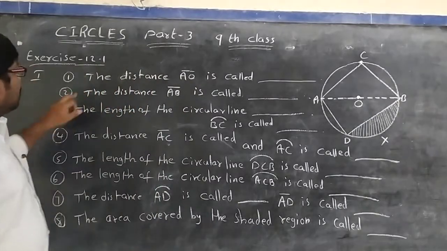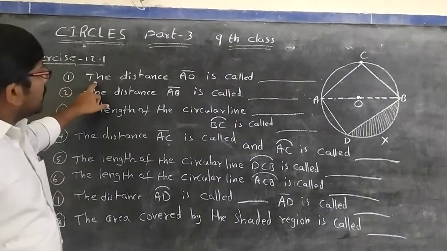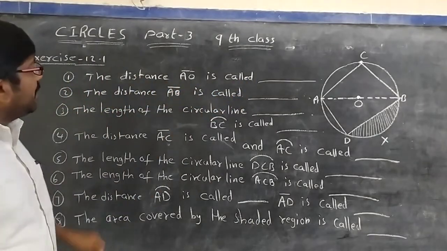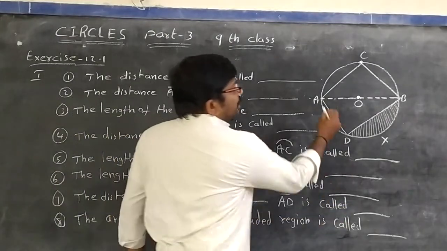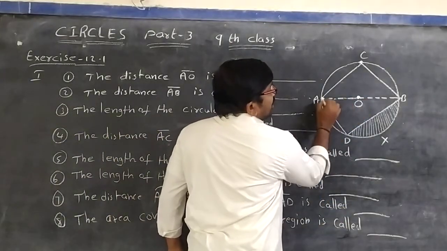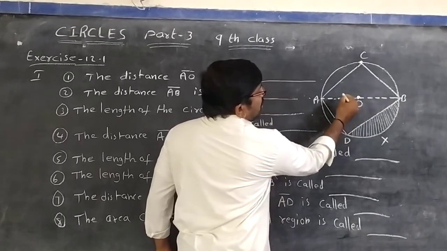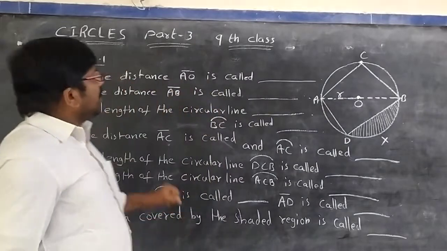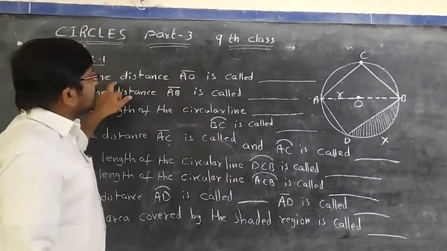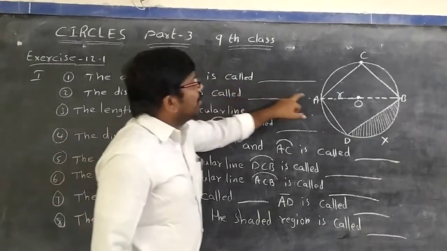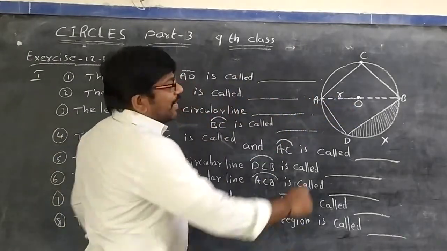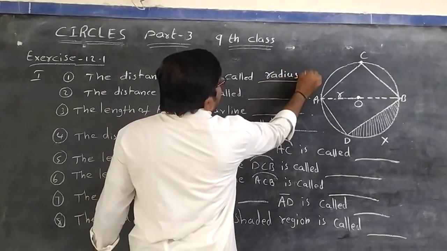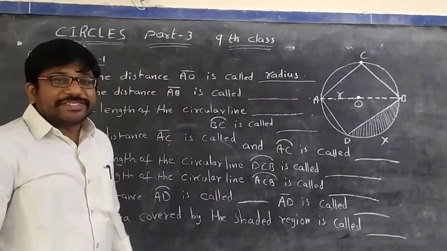Observe carefully the first bit. The distance AO is called dash. AO is the distance from the center to a point on the circle. It is called the radius. So the first bit answer is: the distance AO is called the radius of the circle.